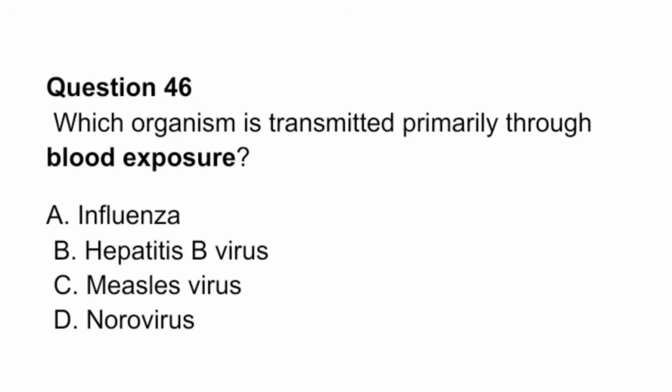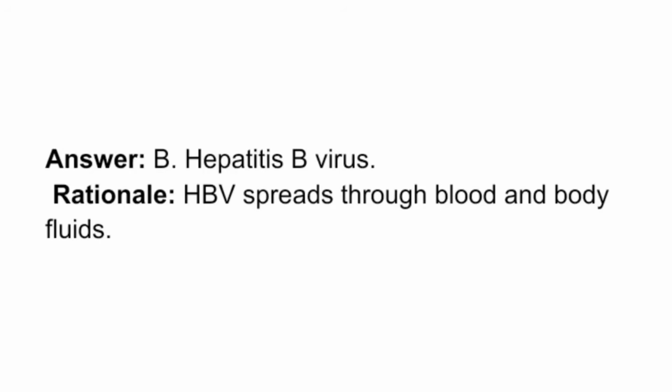Question 46. Which organism is transmitted primarily through blood exposure? A. Influenza. B. Hepatitis B virus. C. Measles virus. D. Norovirus. Answer. B. Hepatitis B virus. Rationale. HBV spreads through blood and body fluids.